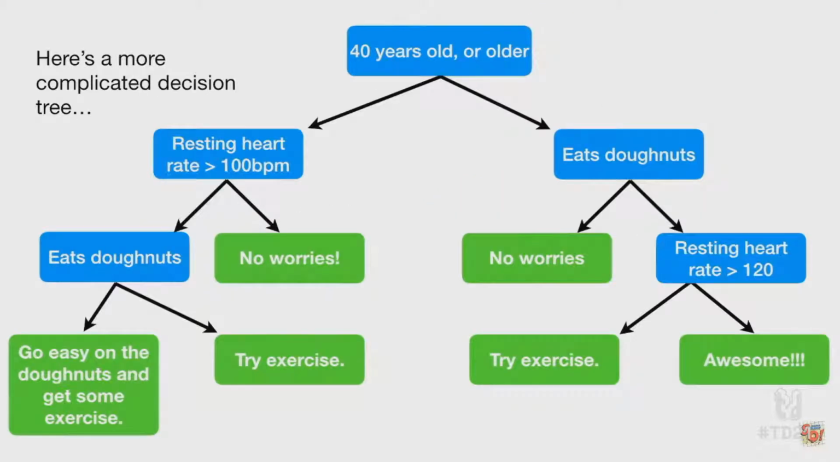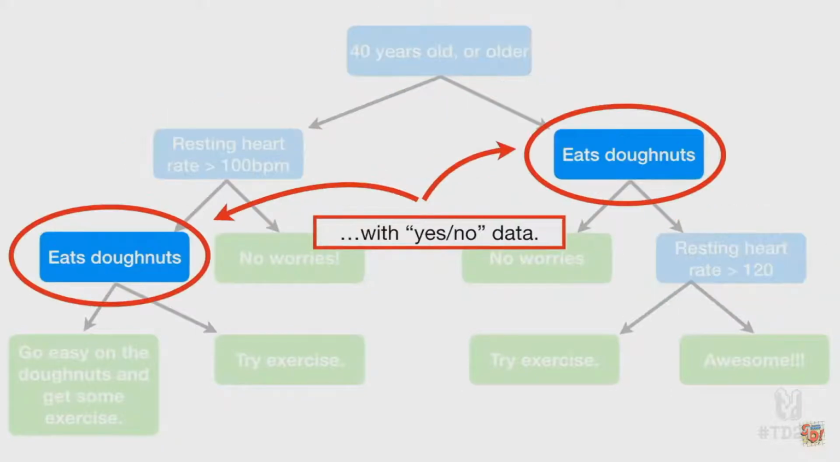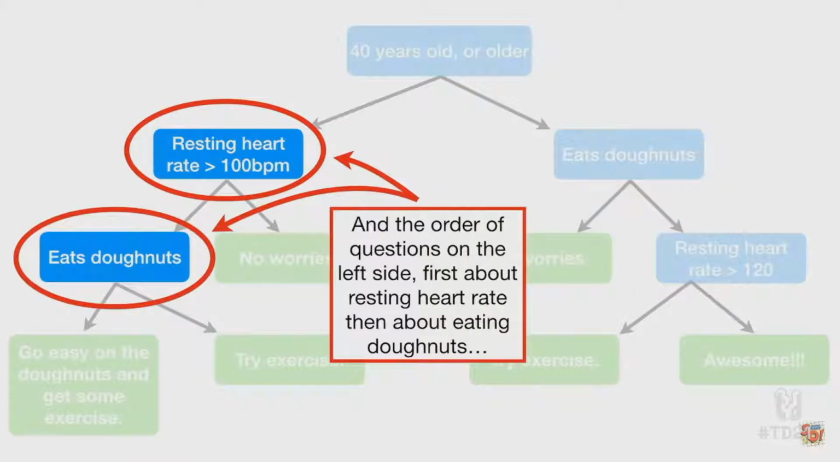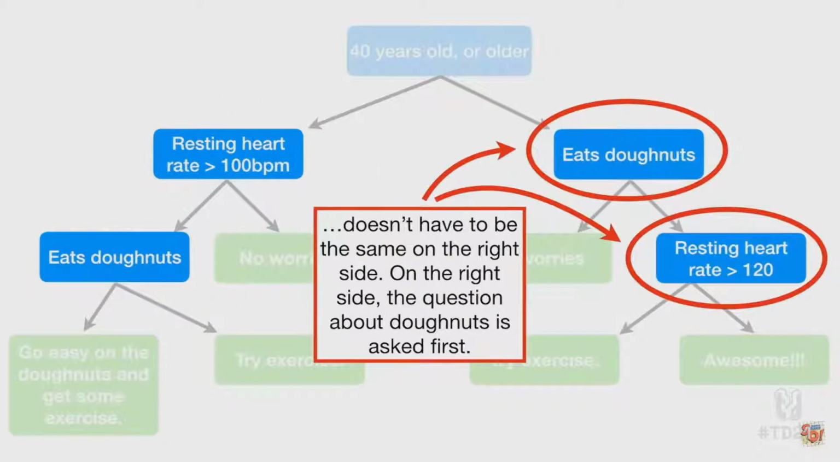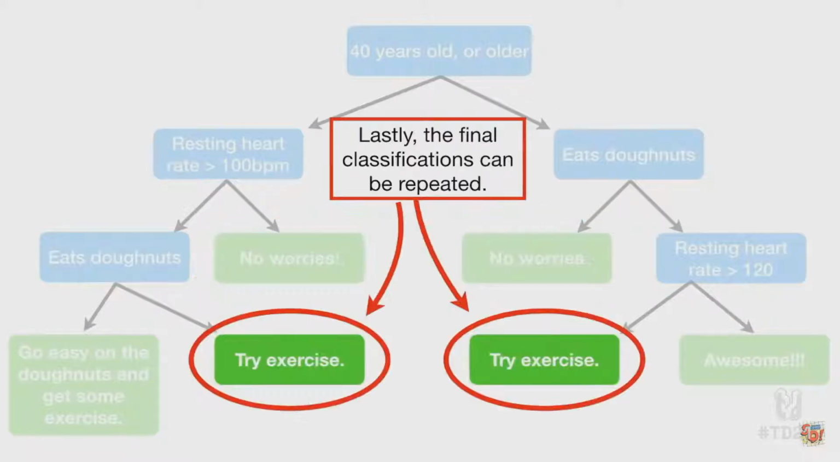Here's a more complicated decision tree. It combines numeric data with yes-no data. Notice that the cutoff for resting heart rate isn't always the same. In this case, it's 100 BPM on the left side and 120 BPM on the right side. And the order of questions on the left side, first about resting heart rate, then about eating donuts, doesn't have to be the same on the right side. On the right side, the question about donuts is asked first. Lastly, the final classifications can be repeated.